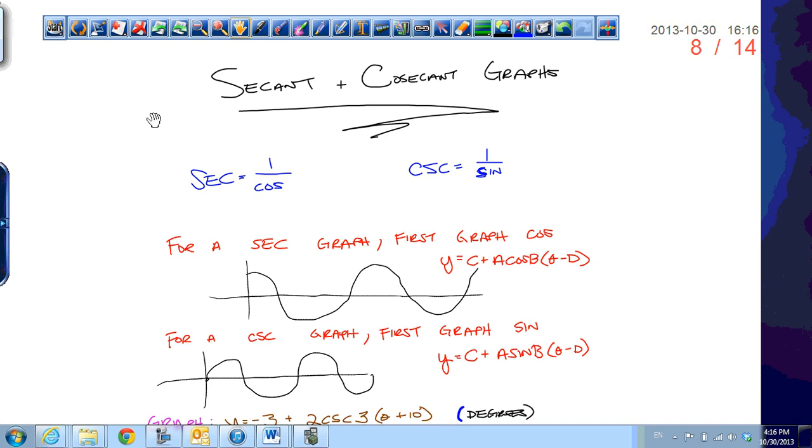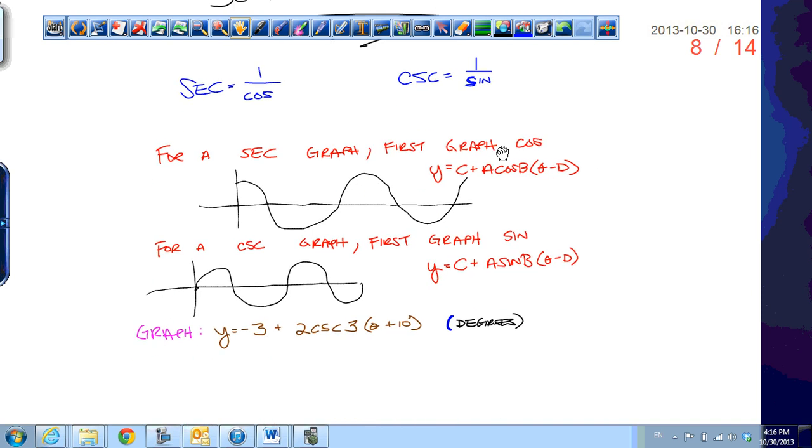Doing secant and cosecant today. Main thing we've got to remember is that secant is 1 over cosine and cosecant is 1 over sine. So if we were to graph the secant graph, we first have to graph cosine. So I have a picture here of what cosine looks like, got the equation, all that fun stuff.